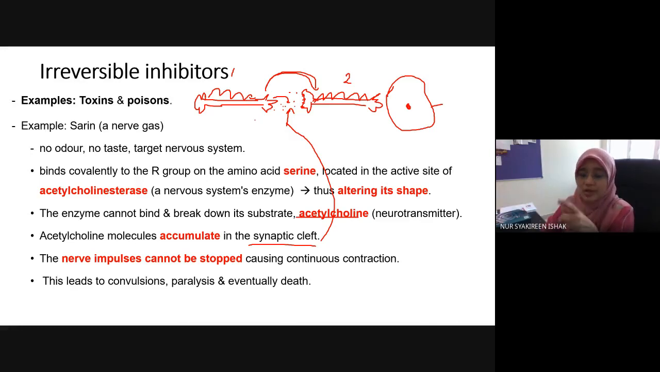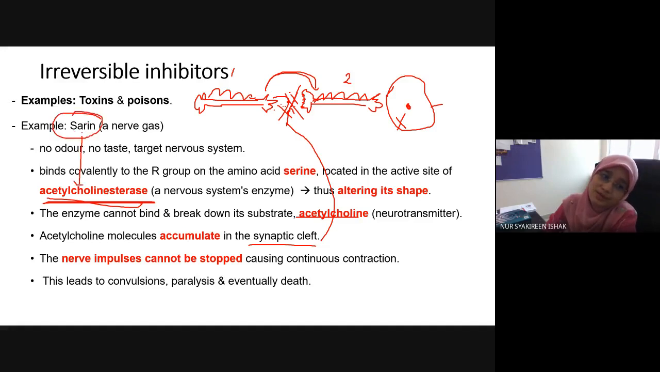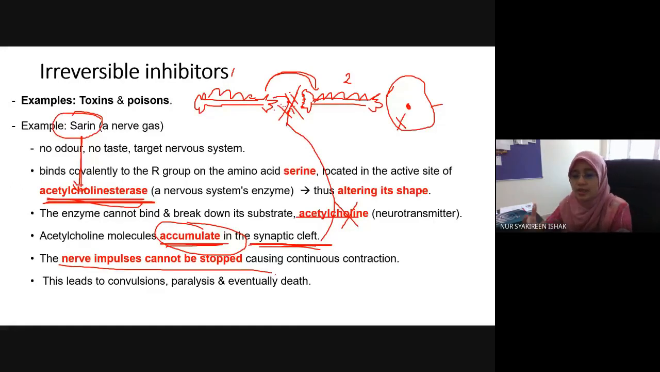So in order to prevent continuous transmission of impulses, you need this enzyme, acetylcholinesterase. It breaks down the neurotransmitter, stops the transmission of impulses, and prevents the muscle from always contracting. That is what sarin interferes with. Sarin becomes the inhibitor for acetylcholinesterase and prevents it from breaking down acetylcholine, causing acetylcholine to accumulate in the synaptic cleft. That is the effect of sarin. So the nerve impulse cannot be stopped, causing continuous contraction that leads to convulsion, paralysis and eventually death.